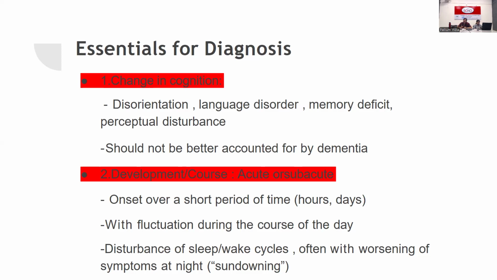Oh, so it is a very short onset, with fluctuation during the course of the day. All these things are important. Okay. Disturbance in sleep-wake cycle, often worsening of symptoms at night. This is very common because when we take a night duty, we know that all these patients will have problems at night. This is not sundowning.